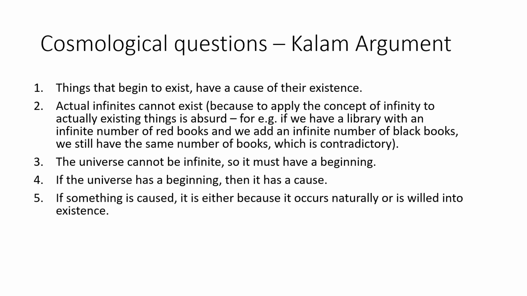Now, a further important premise in this argument is that if something is caused, this is for two possible reasons. It is either because it occurs naturally, or it is willed into existence by a personal being. So the grass grows naturally, and we create things like chairs and computers to serve our purposes. Those are examples of a natural cause, the grass growing, and a personal cause, something willed into existence like the computer or device you're watching this on.